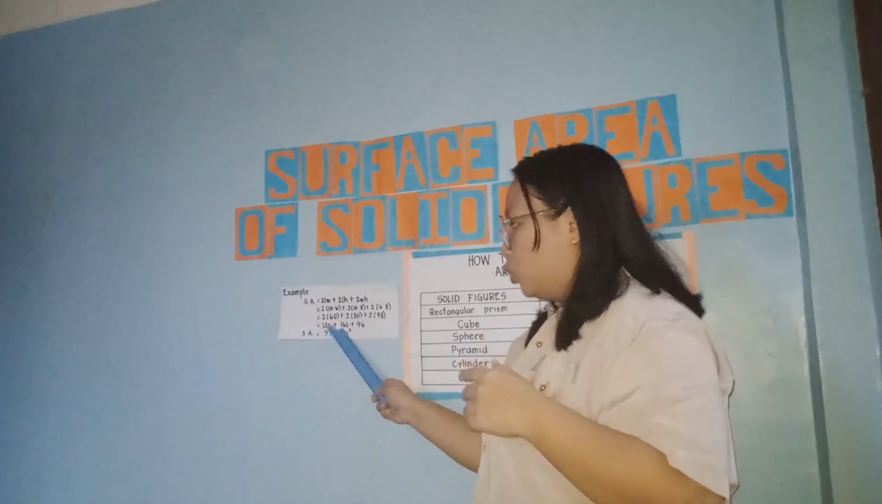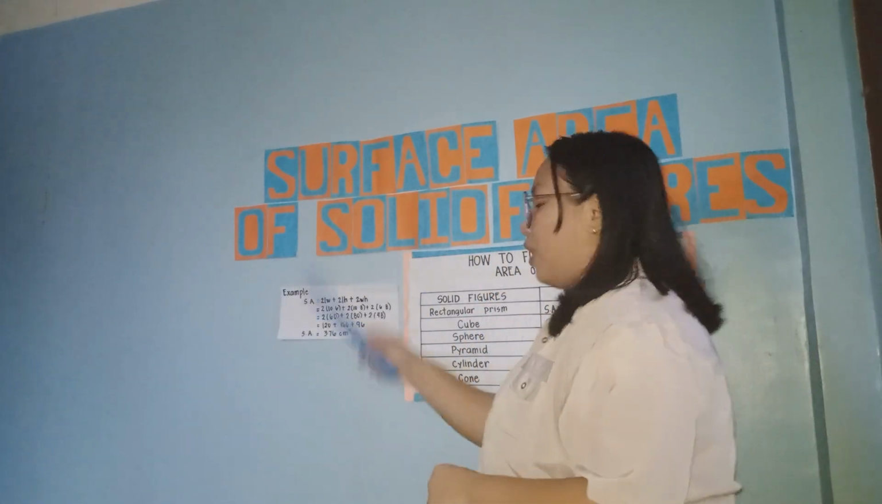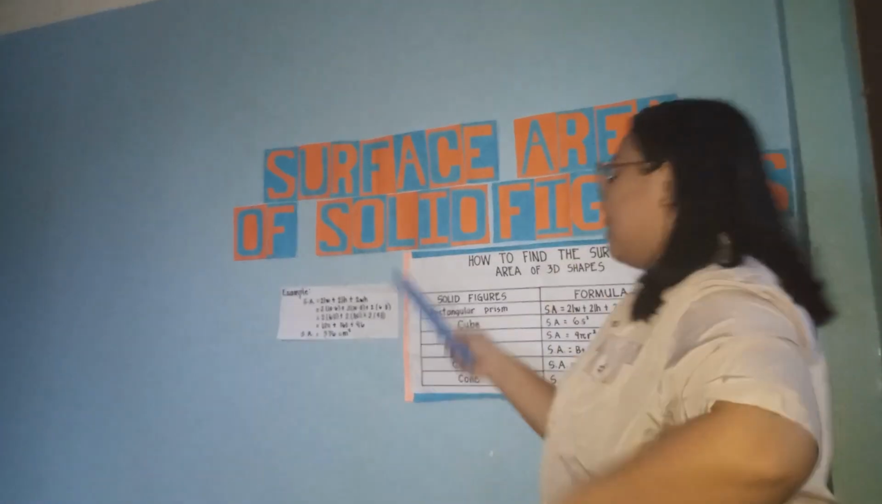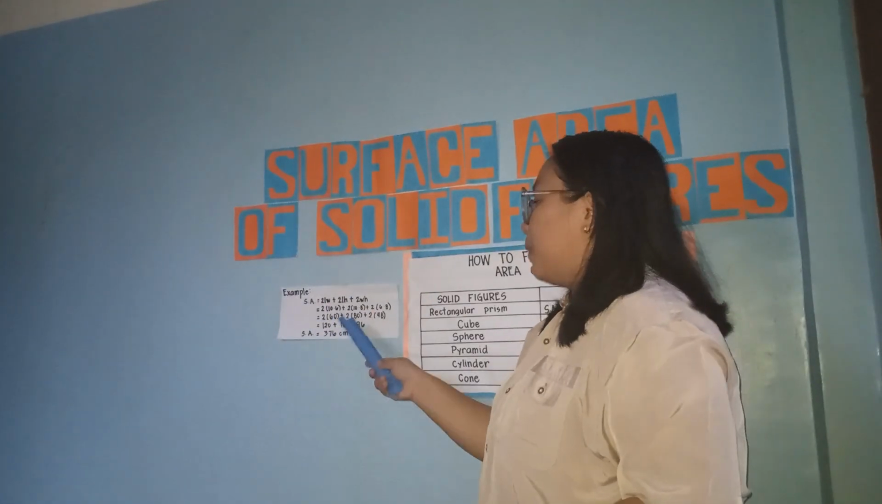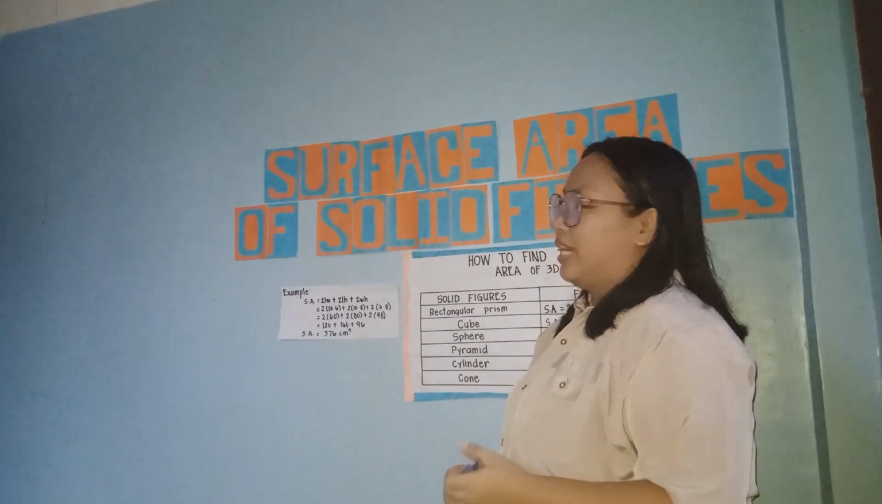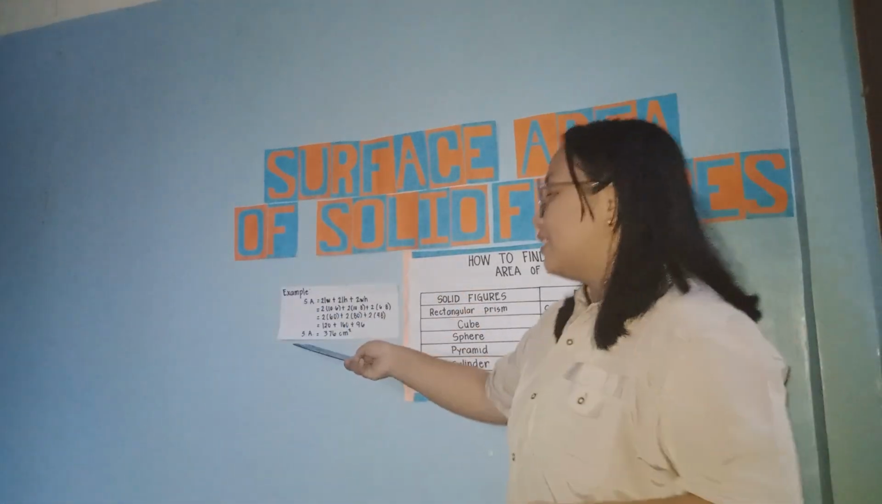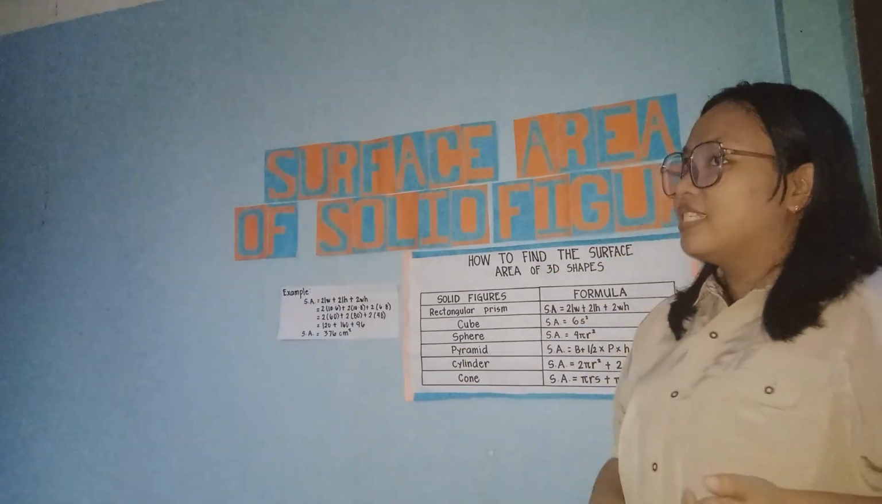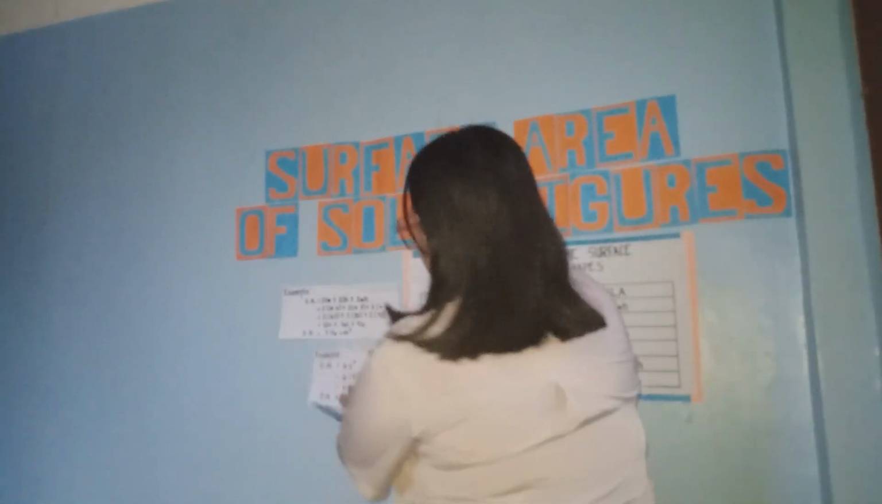So, 2 times 60, very good. That is 120. Now, 2 times 80, good job, 160. 2 times 48, nice, 96. So, 120 plus 160 plus 96 is equal to 376 cm squared. Very good. So, our surface area again is 376 cm squared.